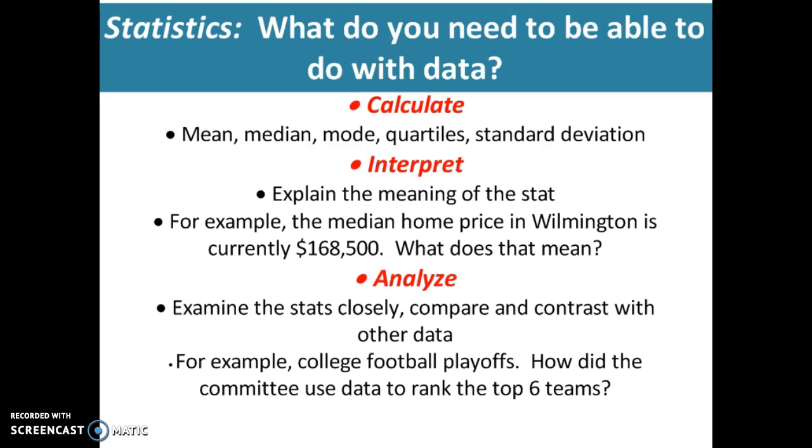We're going to explain the meaning of whatever stat we're looking at. For example, the median home price in Wilmington is currently $168,500. You want to know, what does that mean? And we're going to analyze, examine the stats closely, compare and contrast with other data. For example, college football playoffs. How did the committee use the data to rank the top 6 teams? So we're going to find all this data and not just find it, but use it to analyze and predict and see why we do things the way we do.